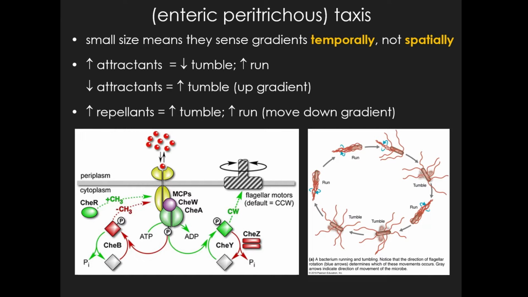And when you're small, you can't sense gradients spatially. You have to sense them temporally, which means if you're cold, you just move and see if you're warmer now. And if you're warmer now, then that's good and you stay there. But if you move and it's still cold, then you move some more. And then if it's warm enough, you stay there. So what you do is you move toward, right? So you move randomly. But then when you get somewhere that is the environment that you like, you try to stay in that environment. So you move towards something.